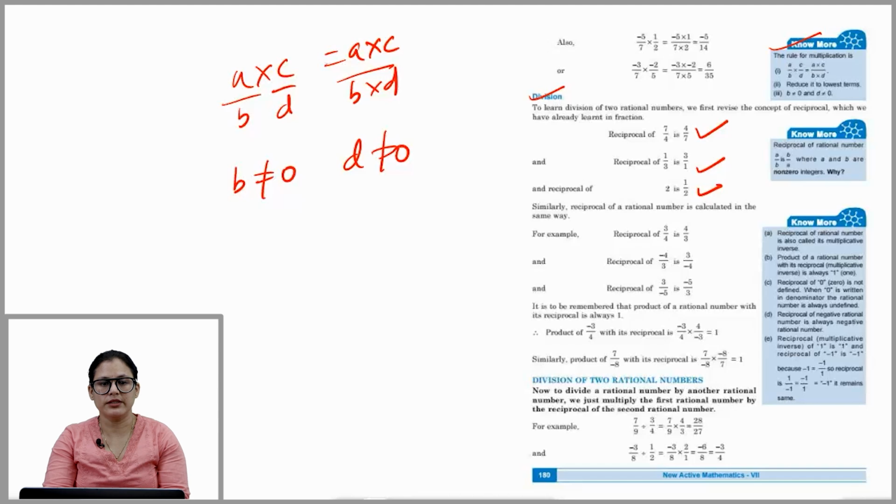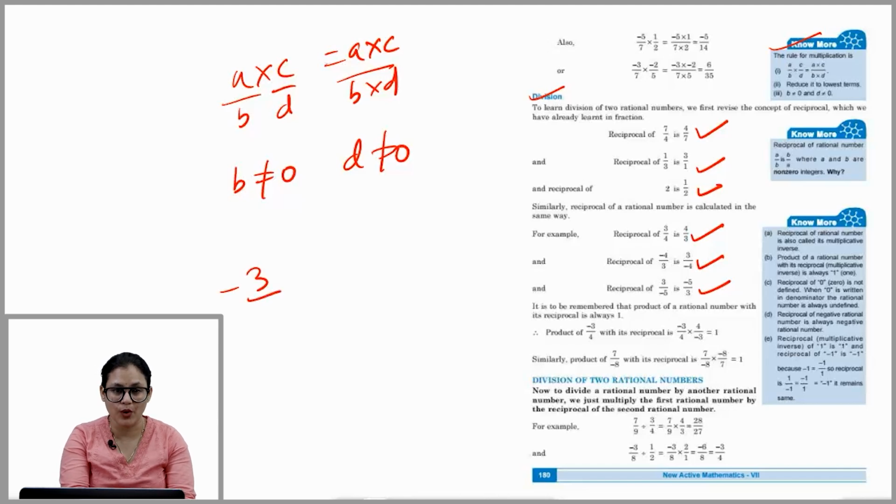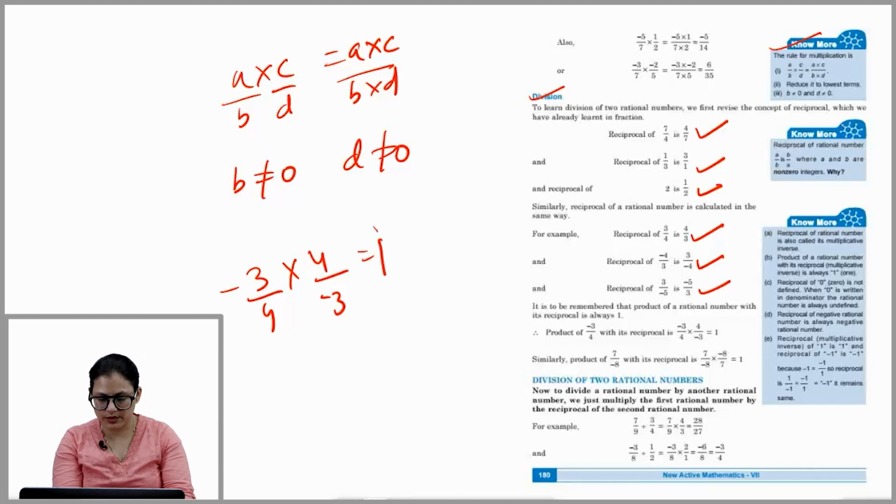Similarly, the reciprocal of a rational number is calculated in the same way. Reciprocal of 3 by 4 is 4 by 3. Reciprocal of minus 4 by 3 is 3 by minus 4. And reciprocal of 3 by minus 4 is minus 5 by 3. It is to be remembered that the product of a rational number with its reciprocal is always 1. Therefore, the product of minus 3 by 4 with its reciprocal, that is 4 by minus 3, is equal to 1. Similarly, the product of this with its reciprocal is 1.